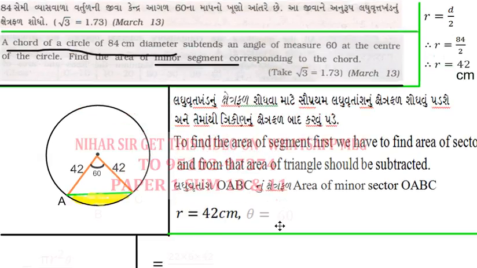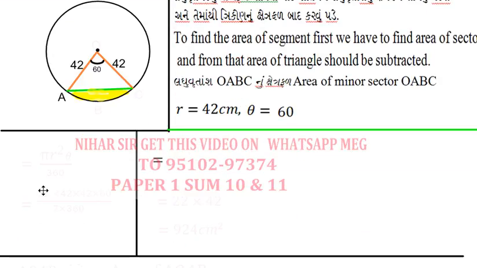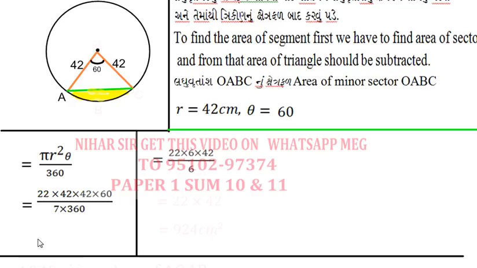R is equal to 42, theta is equal to 60. Now I will apply pi r square theta upon 360, area of the sector, formula for the area of the sector. Pi की value 22 upon 7. Now r की value 42, 42 2 times, theta is 60. Now I will simplify it.